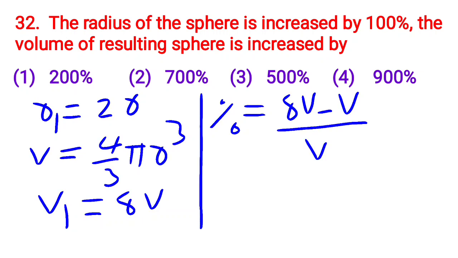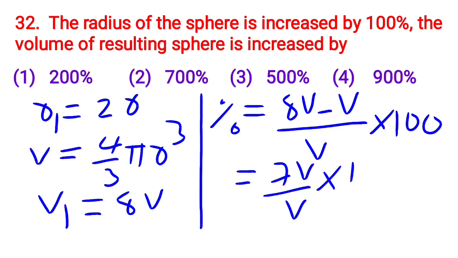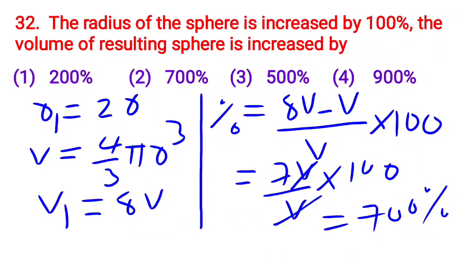Out of the previous volume, how much volume was increased? So 8V minus V. This is a fraction. Now this fraction is multiplied by 100. When a fraction is multiplied by 100, it will convert into percentage form. So 8V minus V is 7V, divided by V, into 100. So now it is very clear, 7 into 100, 700%. So 700%, the second option is correct.